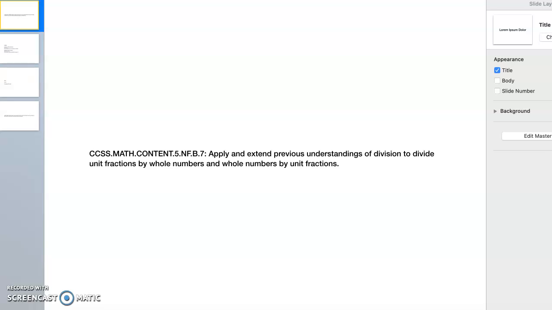Hello, my name is Peter Marcos, and I'm here to show you how to divide unit fractions by whole numbers and whole numbers by unit fractions. This corresponds with the 5th grade Common Core Math Standard NF.B.7. Apply and extend previous understandings of division to divide unit fractions by whole numbers and whole numbers by unit fractions.